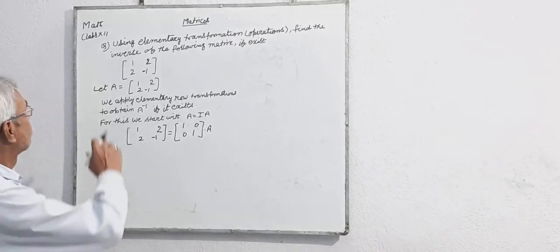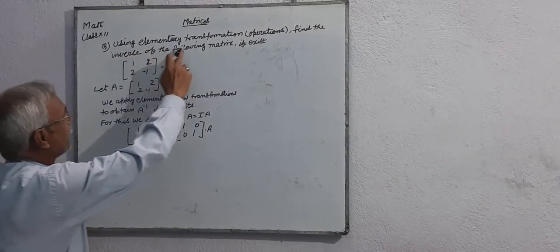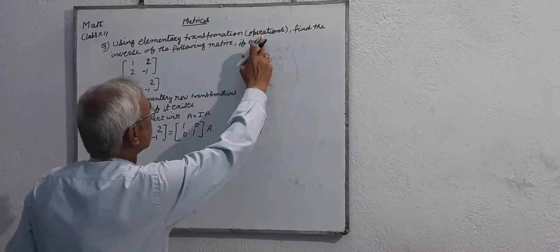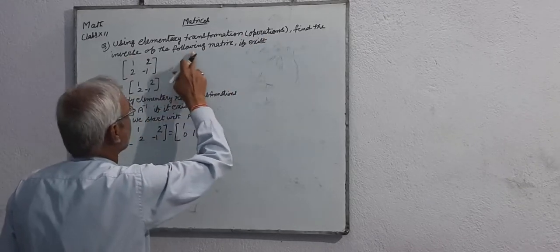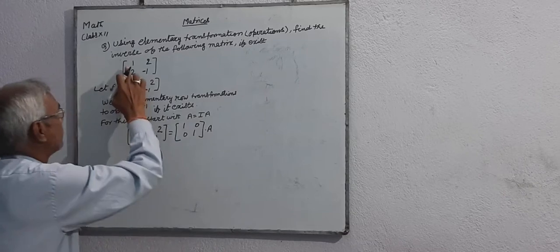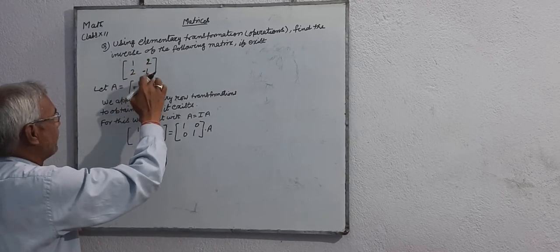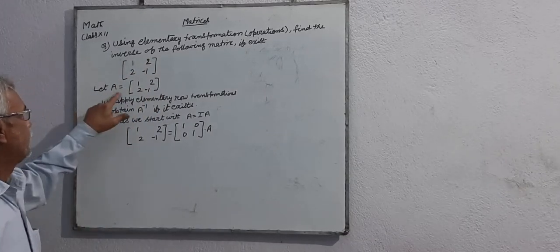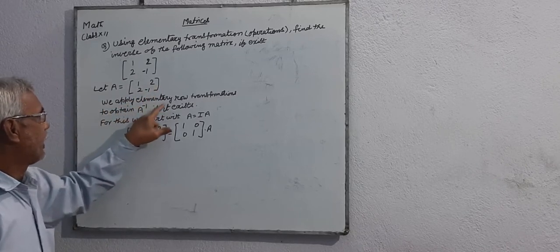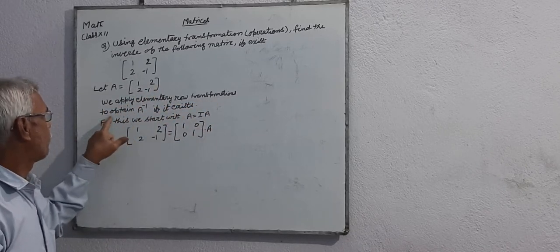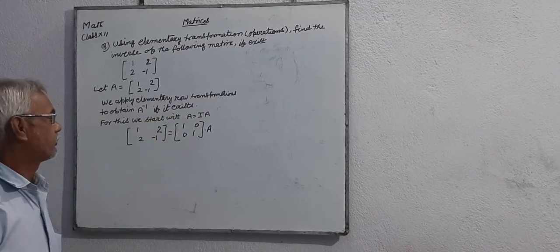Now solving a question using elementary transformation or operation: find the inverse of the following matrix, if it exists. 1, 2, 2, minus 1. Let A equal 1, 2, 2, minus 1. Apply elementary row transformation to obtain A inverse, if it exists.